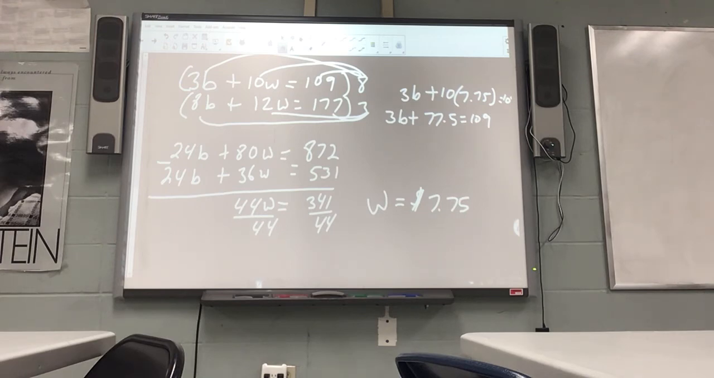Now it's your two-step middle school equation. Wouldn't it be 77.50? Oh, yeah. So I'm subtracting the 77.50. What's 109 minus 77.50? 31.50. Then divide by 3, and B is $10.50 an hour. So she gets paid $10.50 an hour for babysitting.